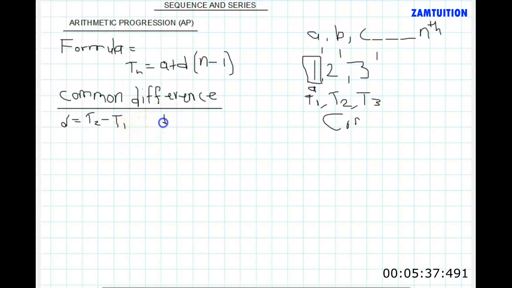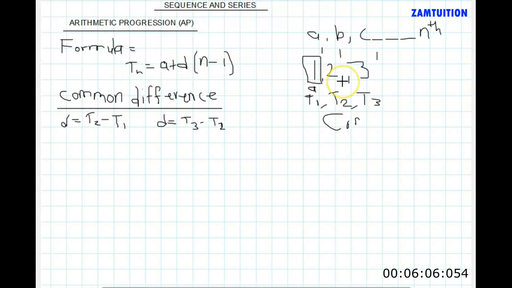Or the other formula that is used is the common difference is equal to term 3 minus term 2. Those are the formulas that are used for you to find the terms. I won't talk much about how to find the sum of the nth term and so on, but we're going to concentrate on this one first before we do that.